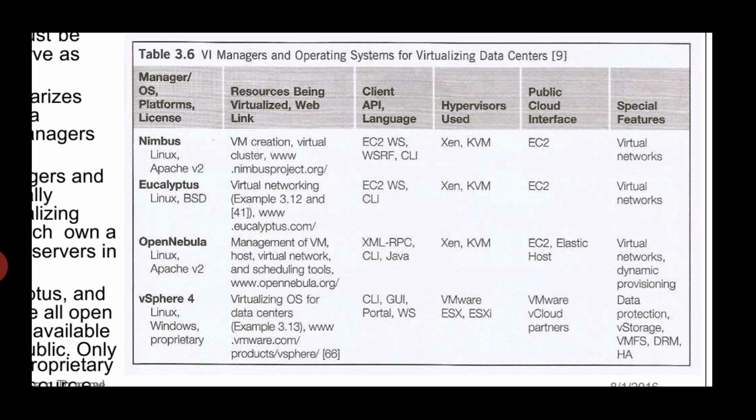For vSphere, the hypervisors used are ESX and ESXi from VMware. Only vSphere 4 supports virtual storage in addition to virtual networking and data protection. We will study Eucalyptus and vSphere 4 in the next two examples.